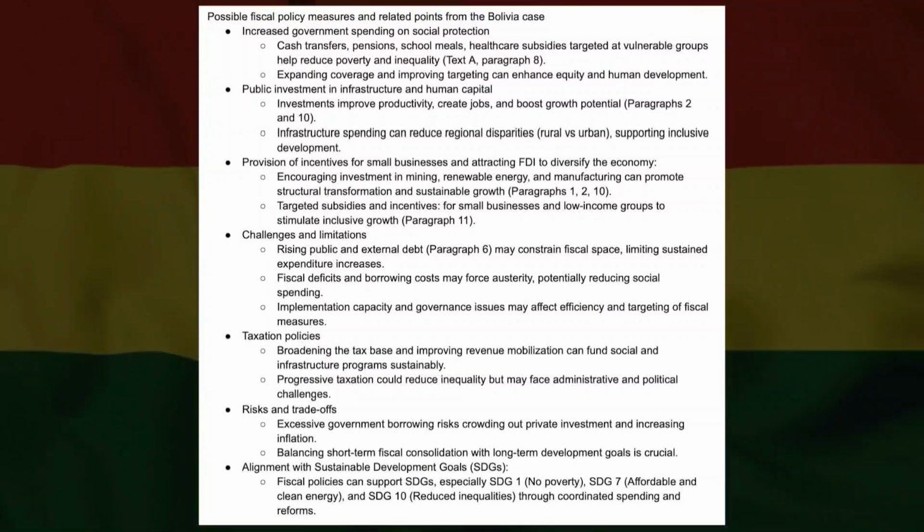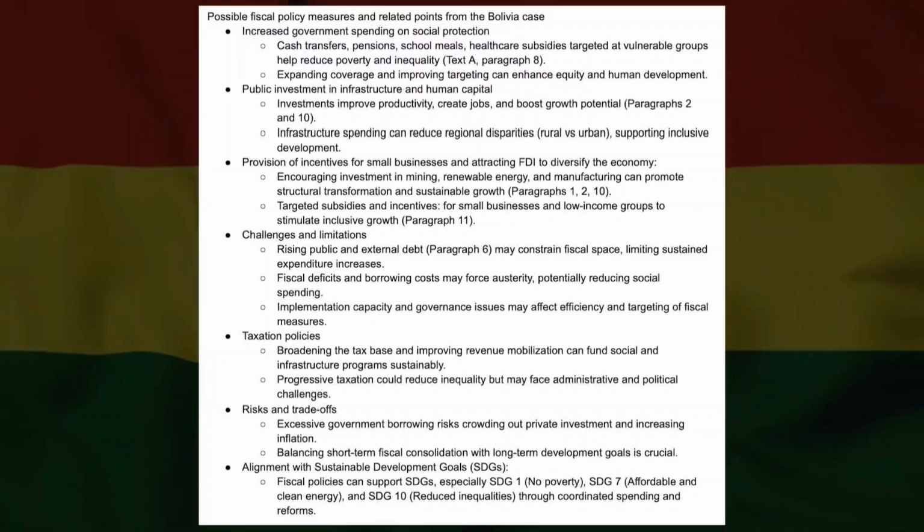and inequality. Text A, paragraph 8. Expanding coverage and improving targeting can enhance equity and human development, and public investment in infrastructure and human capital. Investments improve productivity, create jobs, and boost growth potential. Paragraphs 2 and 10. Infrastructure spending can reduce regional disparities, rural versus urban, supporting inclusive development.